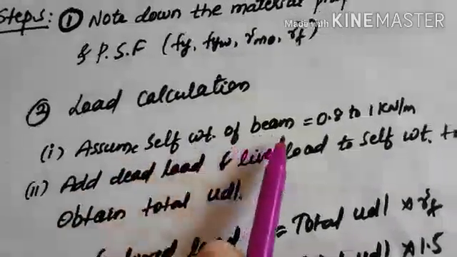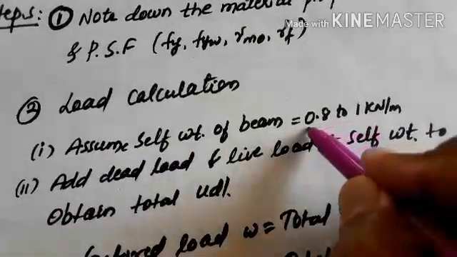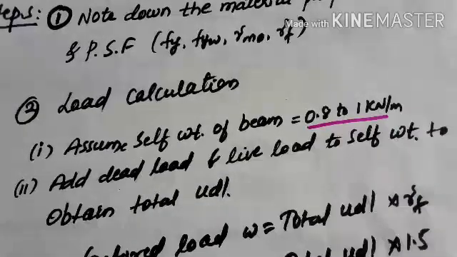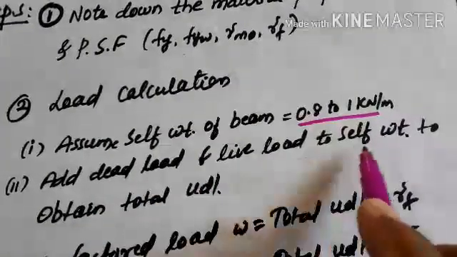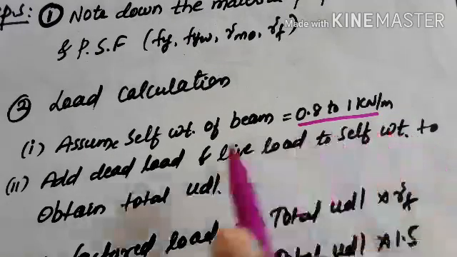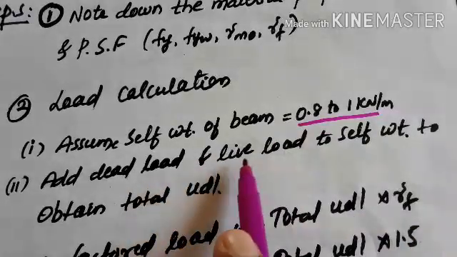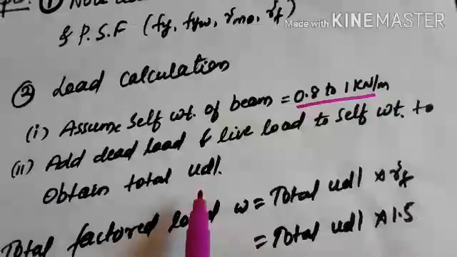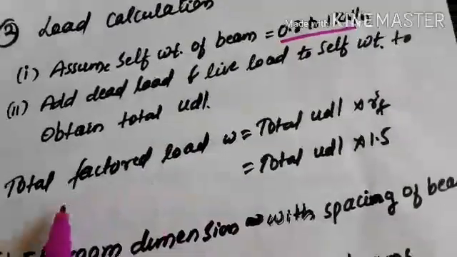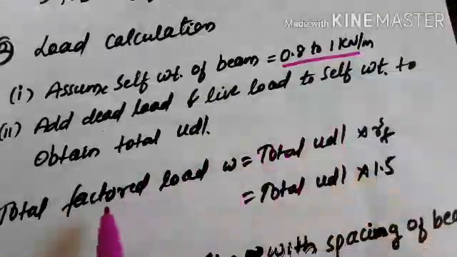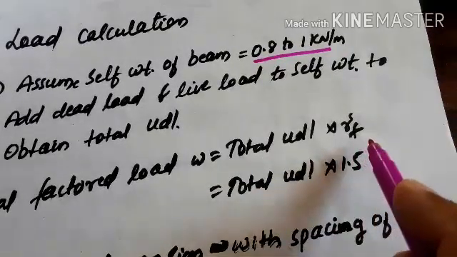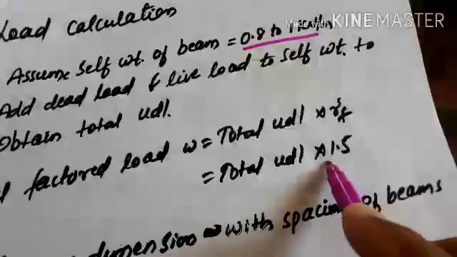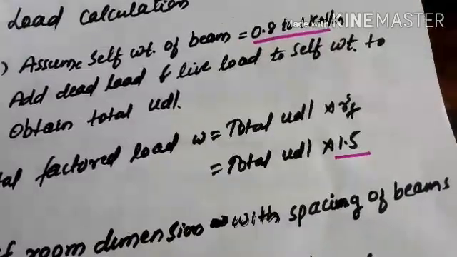Then the self weight of the beam is generally assumed between 0.8 to 1 kilonewton per meter if the self weight is not given. Then add dead load and live load to the self weight to obtain the total UDL. After calculating the total UDL, you have to calculate the total factored load, that is total UDL multiplied by the factor of safety. The factor of safety to be taken is 1.5.